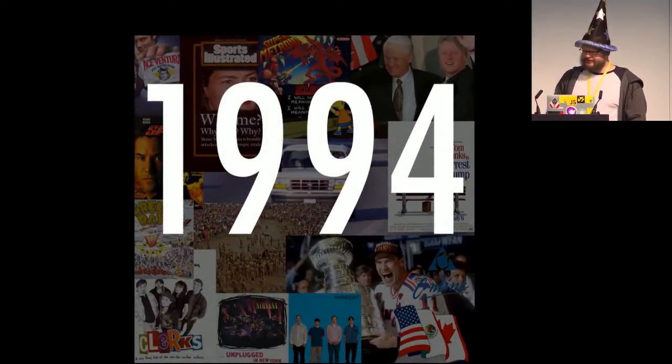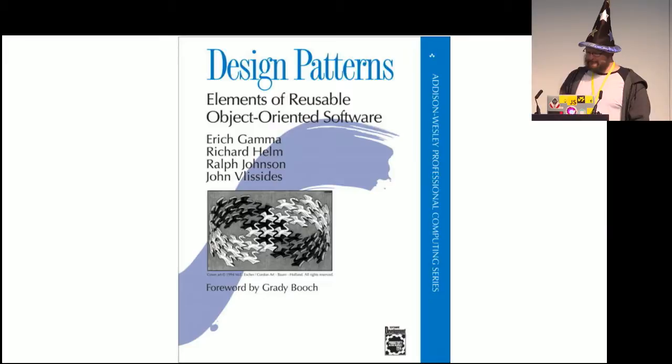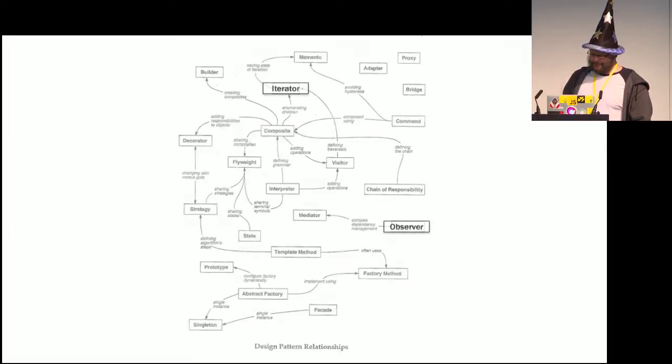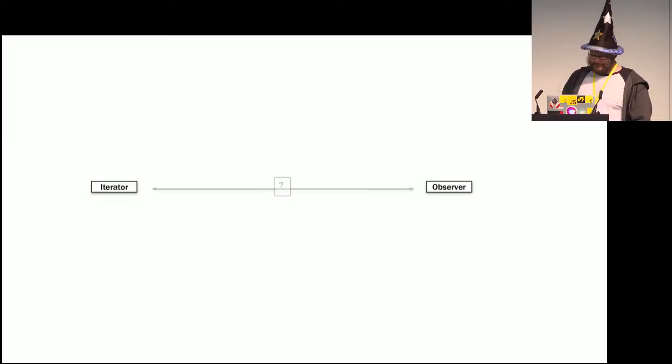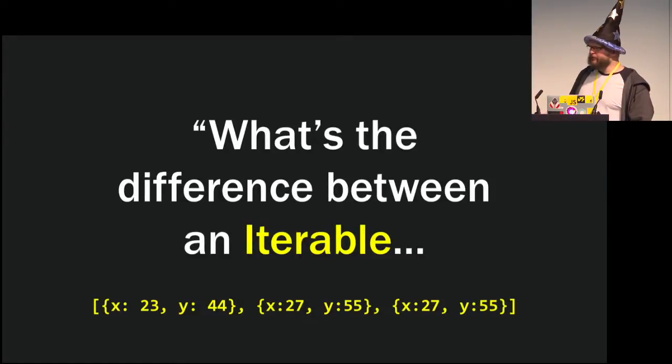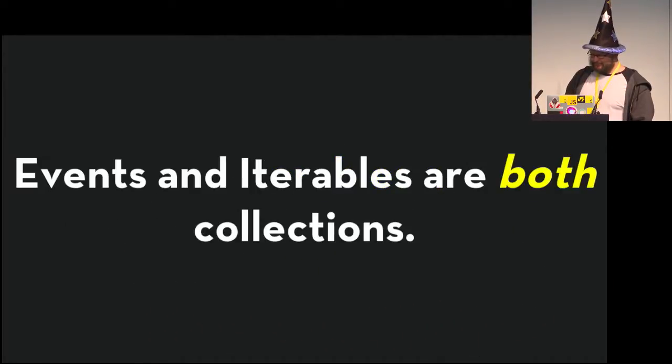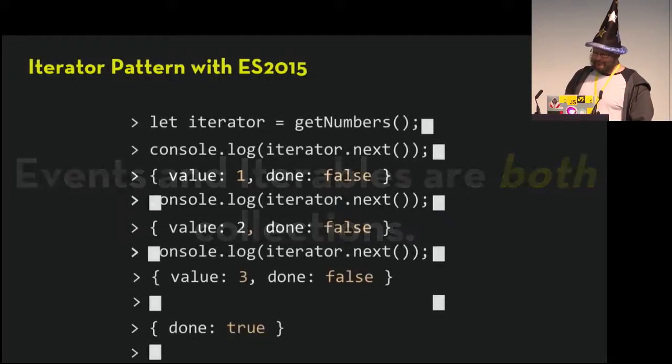So back in 1994, what we had was this design patterns book. And in there, we had this idea of many different patterns and how they were connected, such as the iterator and observer. But they weren't connected. But we did. So what we're going to ask you is, what's the difference between an iterable and an event? And I would say nothing other than the fact that events are nothing more than collections over time.